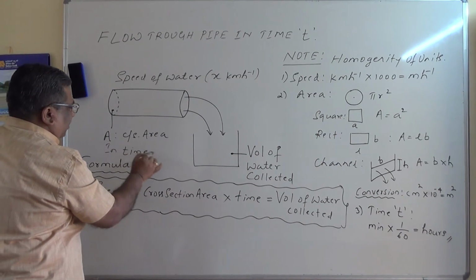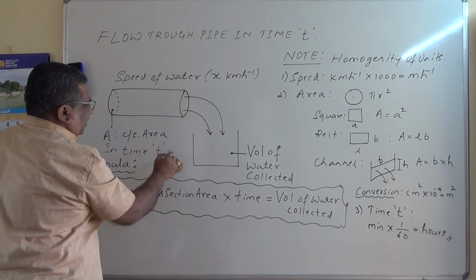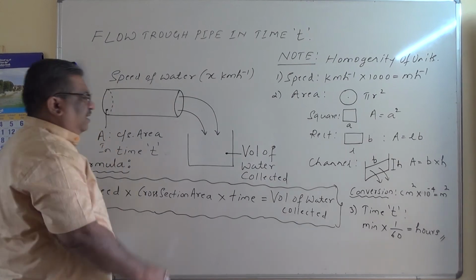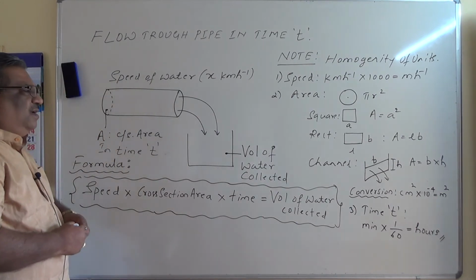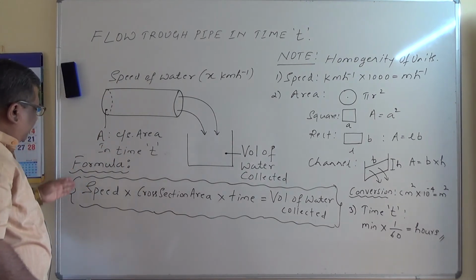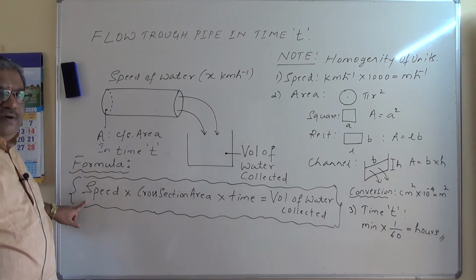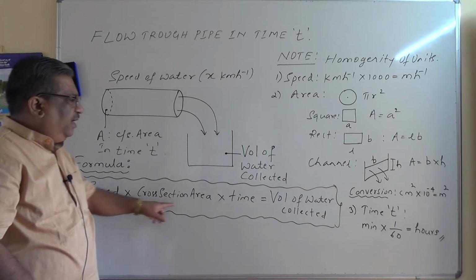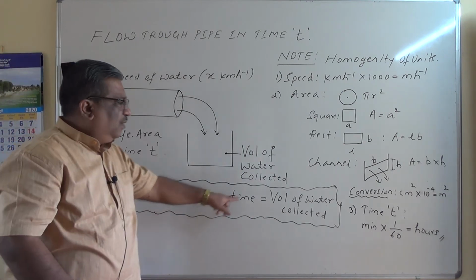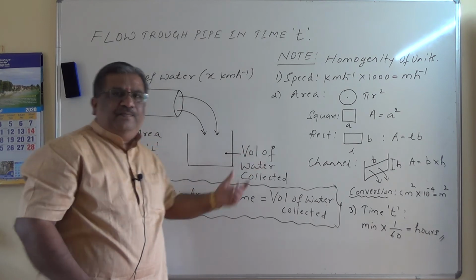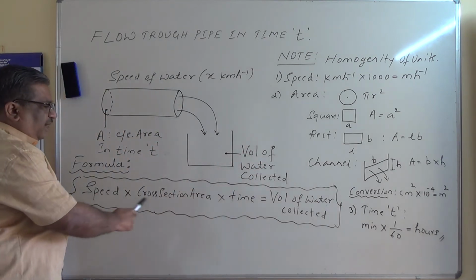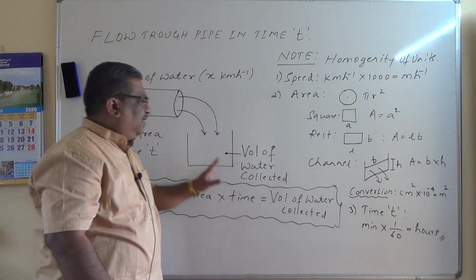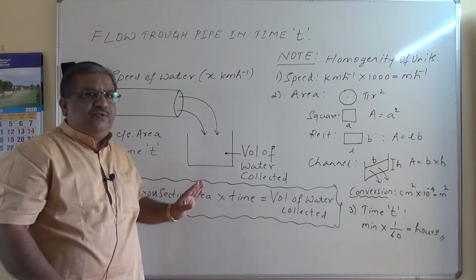In time t, what is the water collected? The volume of water collected in this tank is what we have to find out. Simple formula. See here. Speed of the water into cross section area into time gives you the volume of water collected in the tank. What is that once again? Speed into cross section area into time gives you the volume of water collected in this tank. This is one formula you should know.